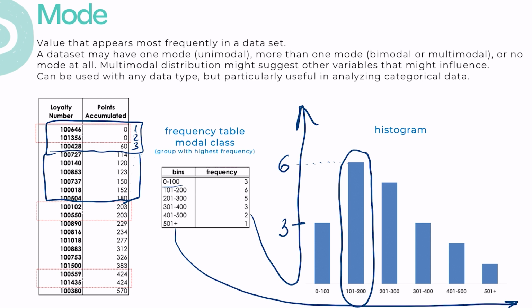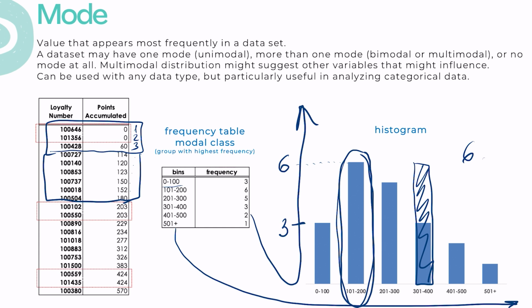Mode is useful for analyzing categorical data, especially. If you have numerical values, you could put them into bins. And this is also a good way to represent your data. There's one more thing that I wanted to mention about mode. If you have a bimodal or multimodal distribution, it might suggest that there are other variables that influence it. For example, if here this bin would also have a frequency of 6, this would be a multimodal distribution.